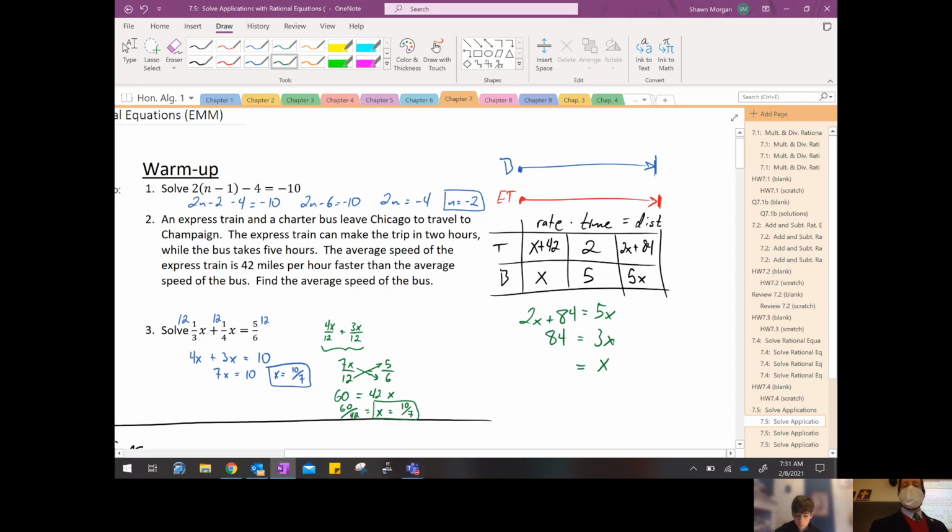Somebody tell me quick. Louder. 28. All right, so the bus goes 28 miles an hour. And it says find the average speed of the bus, so that's what we found. What if it said find the average speed of the train? What would the train be? Yeah, 28 plus 42, right? So you want to make sure you answer the question appropriately. You'd say the bus goes 28 miles per hour on the average. Okay, that'd be a long trip doing that in 5 hours. Whew. Go ahead.